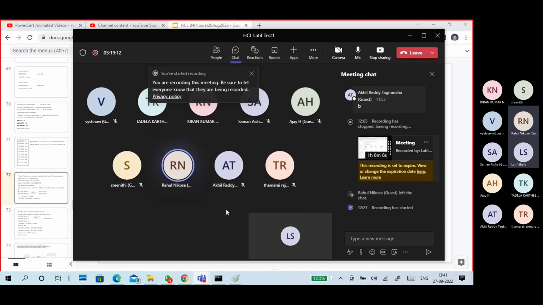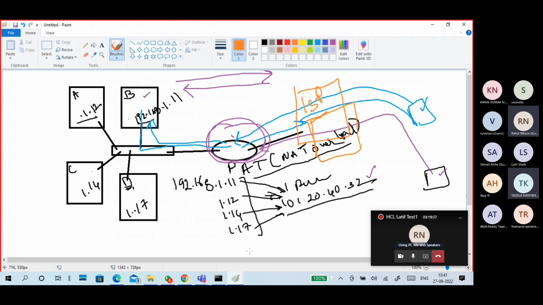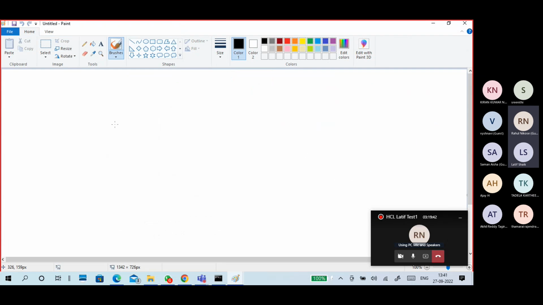Sir, what is the difference between APIPA and link local? Both are assigned when there is no DHCP. That is a very good doubt.